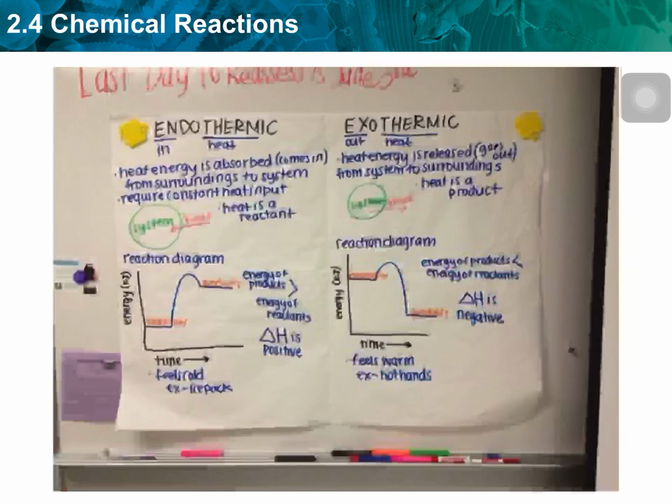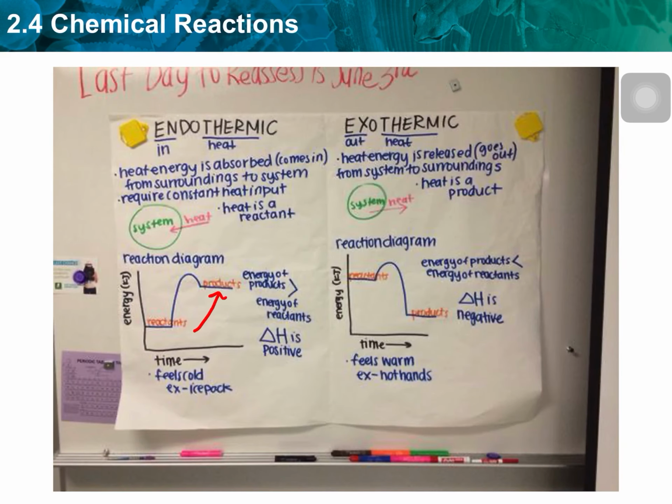Okay, what I would suggest you do is maybe take a screenshot of this. This is really, really helpful, a quick picture that has all the information. Endothermic, as you can see, our products have more energy than our reactants. Exothermic, products have less energy than our reactants. You don't need to know that.